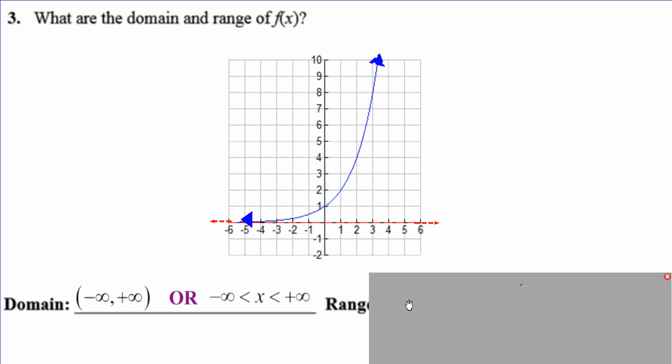For the range, we can see that we have a boundary here. We know we cannot touch 0 nor go past it. So how do we denote that? We're going to have to use a parenthesis with 0, comma, +infinity with a parenthesis as well, showing that it's not ending and it's not touching at 0.